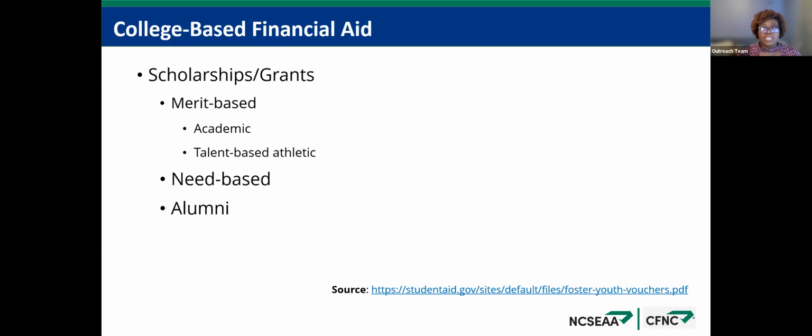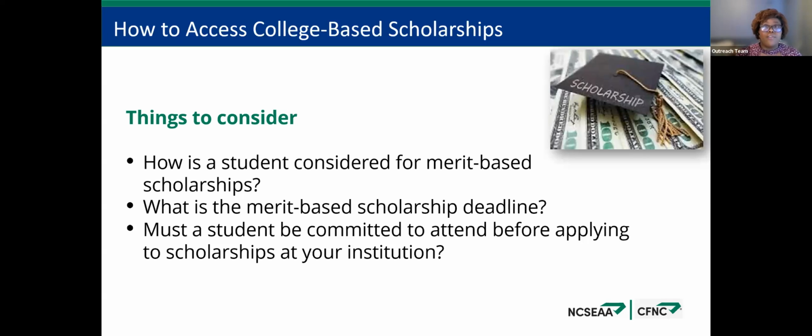When thinking about college-based financial aid and how to access it, there are a few things to consider. Students should ask, and you can ask for yourself, how is a student considered for merit-based scholarships? Are they considered based on their admissions application, or is there a separate process for applying for merit-based scholarships? If the admissions application is the method of application, what's the deadline? Does the student need to apply by the early action deadline to be considered? If they apply at the regular decision deadline, will their application still be considered for merit-based scholarships?